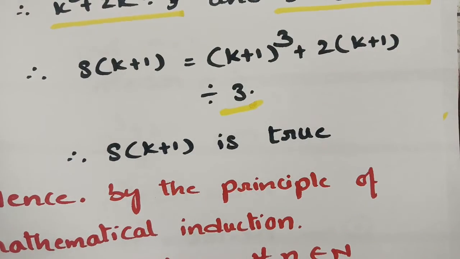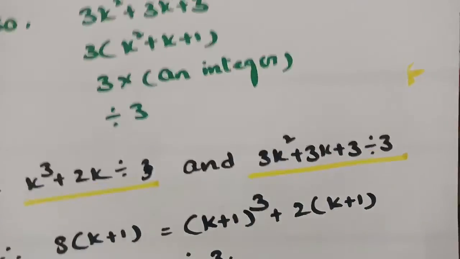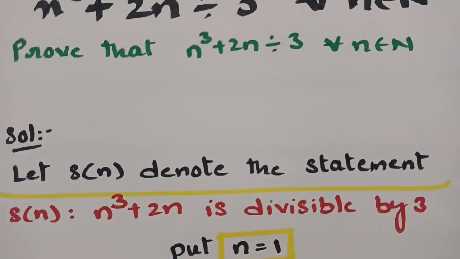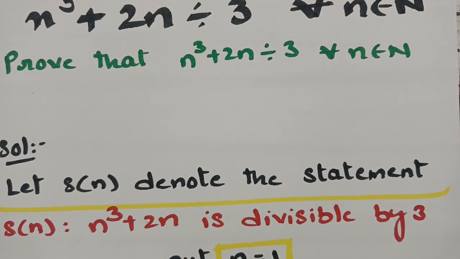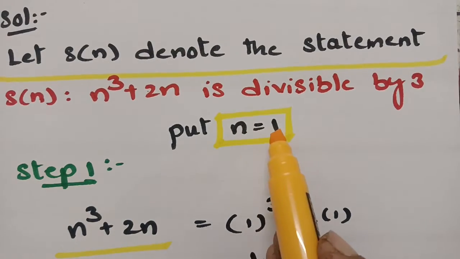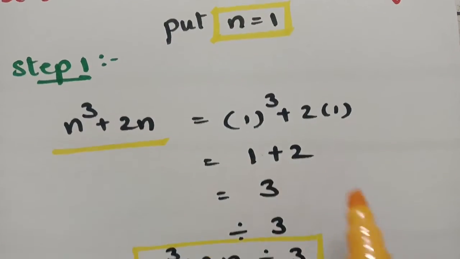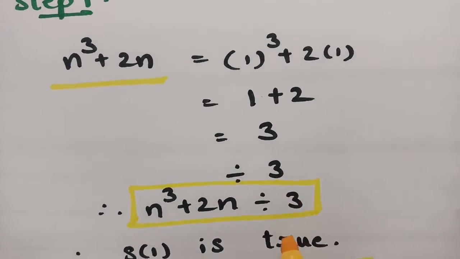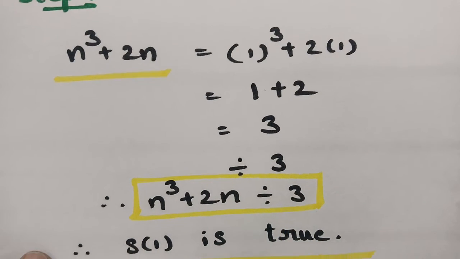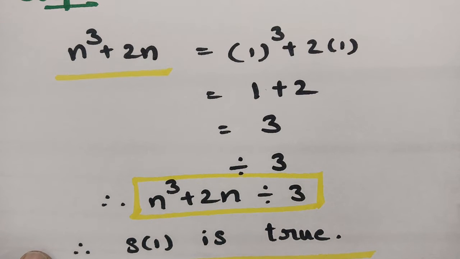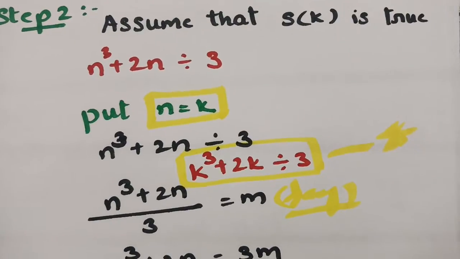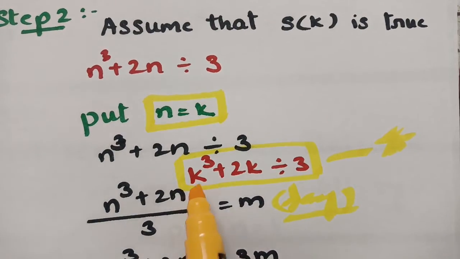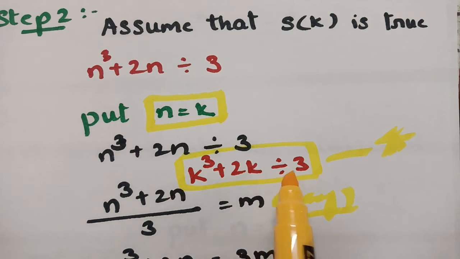So this is so simple and most important, and please let me explain it to you once again. We have to show that n cube plus 2n is divisible by 3 according to mathematical induction. First we have to put n is equal to 1 in the LHS part. If I keep n is equal to 1, this is clearly divisible by 3, and therefore S of 1 is true. And next is our assumption that S of k is true. So in this statement, if you keep n is equal to k, this will be k cube plus 2k is divisible by 3.